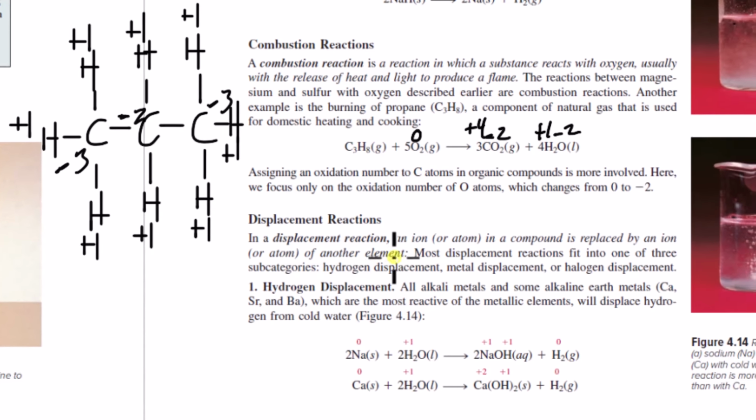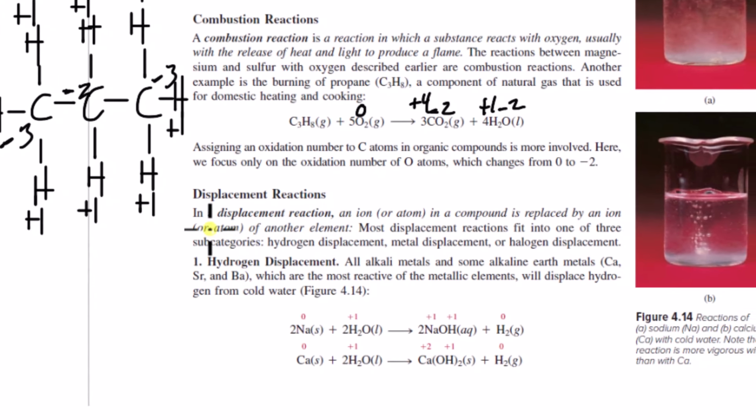Okay, now a displacement reaction. In a displacement reaction, an ion or atom in a compound is replaced by an ion or atom of another element. Okay, so it's saying an ion or an atom because the displacement can occur in regards to ionic compounds, but also molecular compounds.